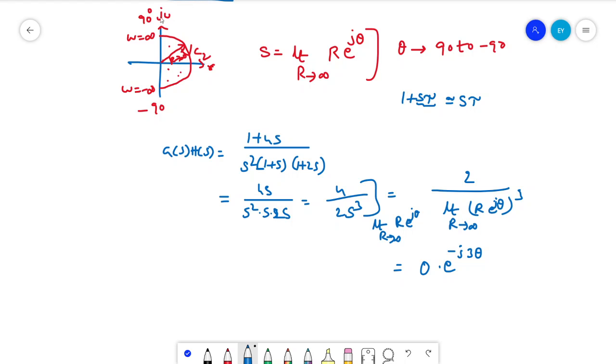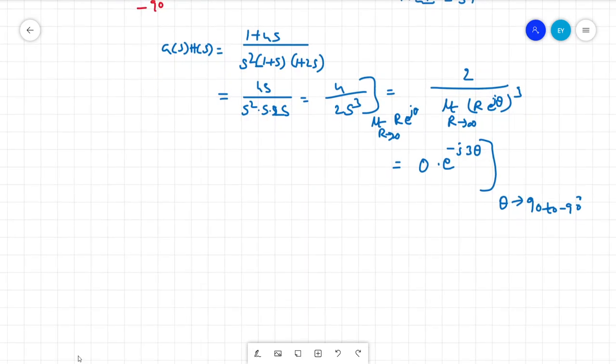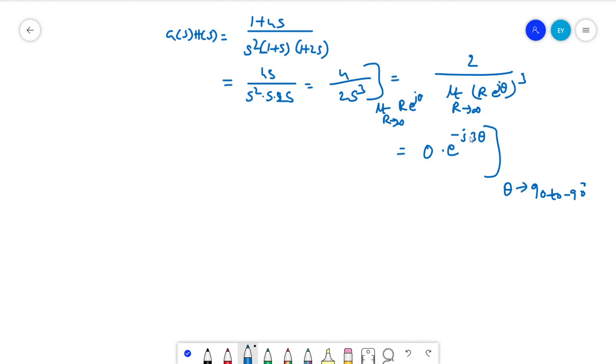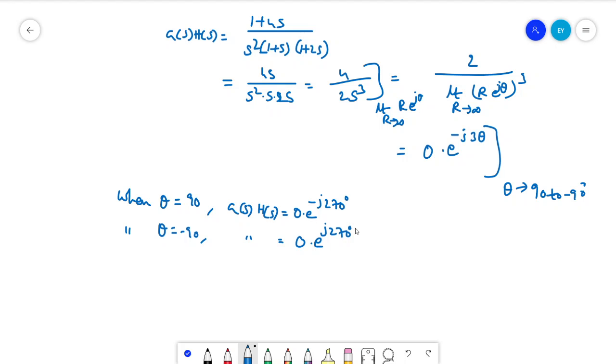And what we need to check here is the angles. Its initial point is 90 and the final point is minus 90. So initial theta and final theta should be substituted here. Theta tends from 90 to minus 90. When theta is equal to 90, 3 into 90 is 270, minus 270. So G of s into H of s is equal to 0 into e power minus j 270. Similarly, when theta is equal to minus 90, G of s H of s will be 0 into e power j 270, since the negatives cancel out. This is how the function will become.